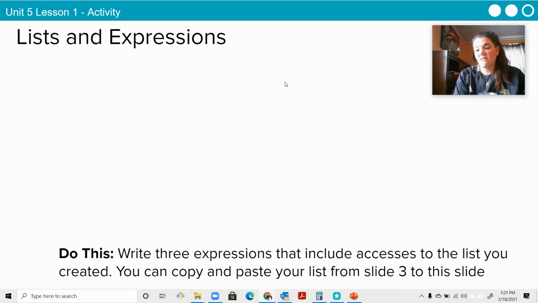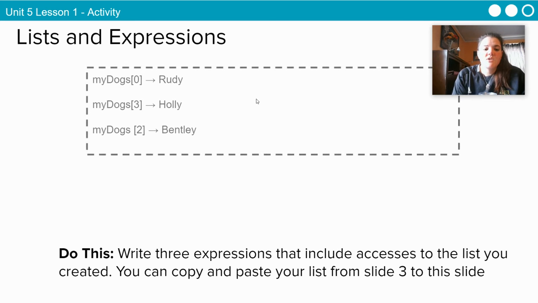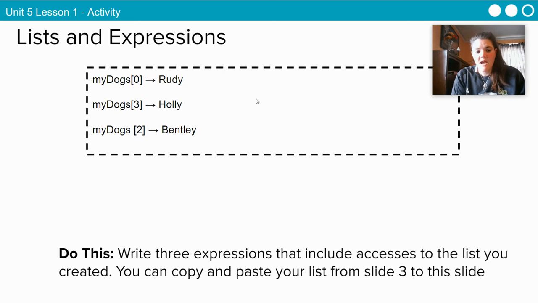You're writing 3 expressions that will let you access the list you created. So something from the list you created. So here's mine. I said, okay, access my dog's element 0. That was Rudy. My dog's element 3. That was Holly. My dog's element 2. That was Bentley. And then remember, they start at 0. So 0 was Rudy, 1 was Annie, 2 was Bentley, 3 was Holly, 4 was Olivia.